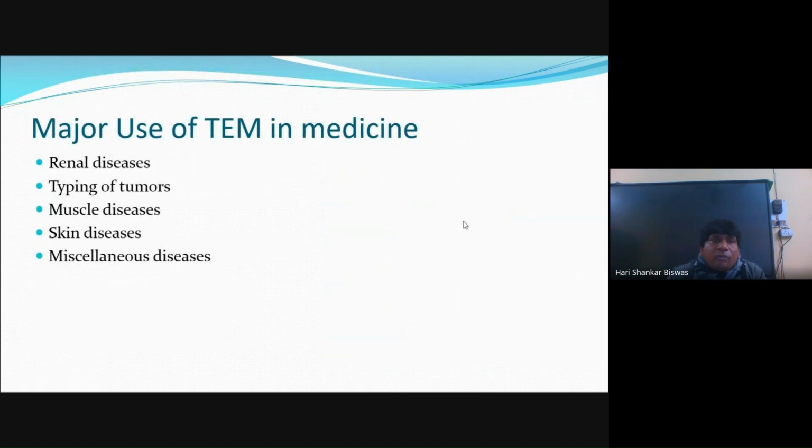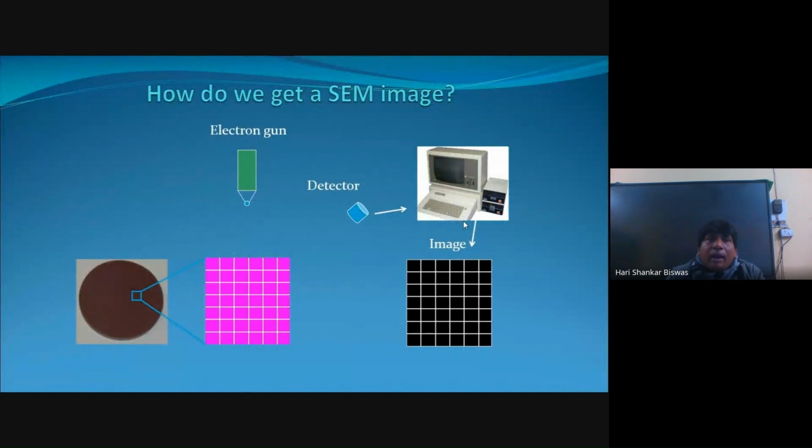And the major uses of the TEM, we already said: renal diseases, typical tumors, muscle diseases, skin diseases, miscellaneous diseases. For this use, we can mostly use this TEM image. And SEM, what is the SEM?